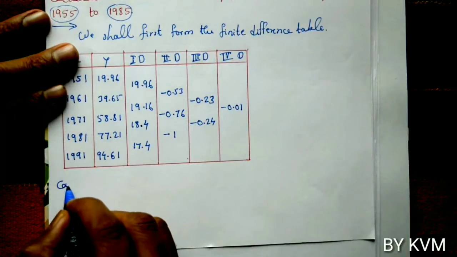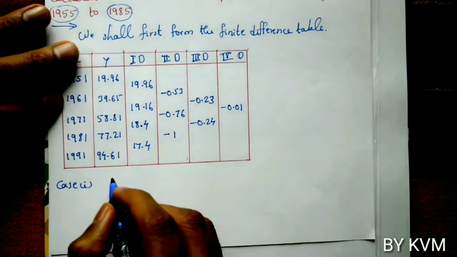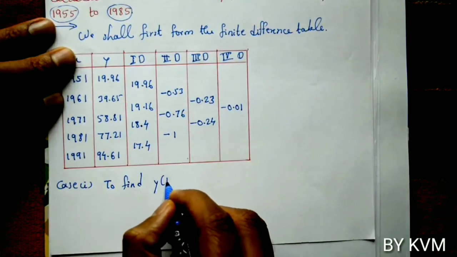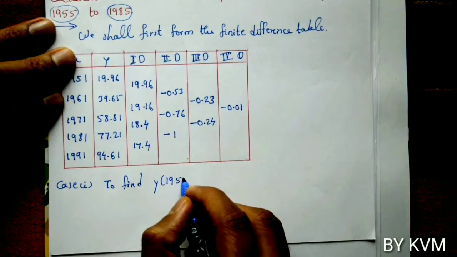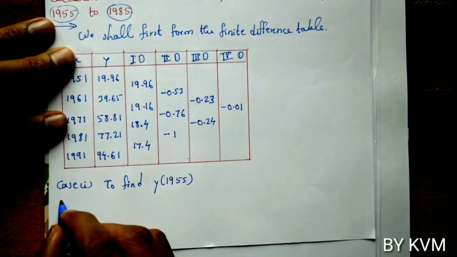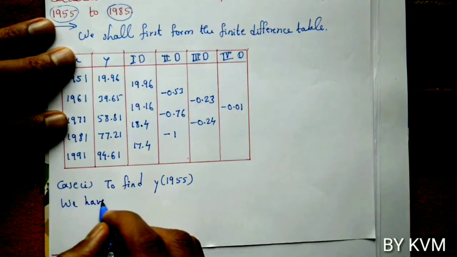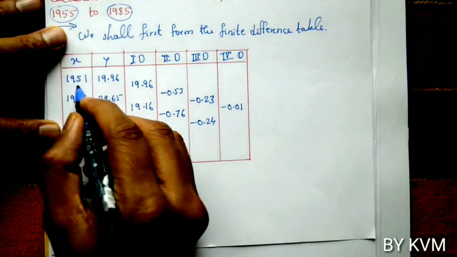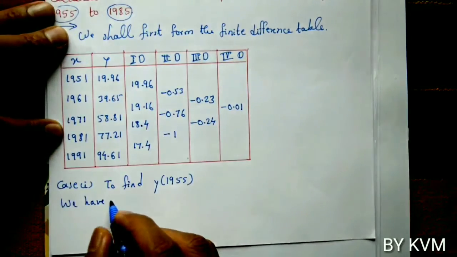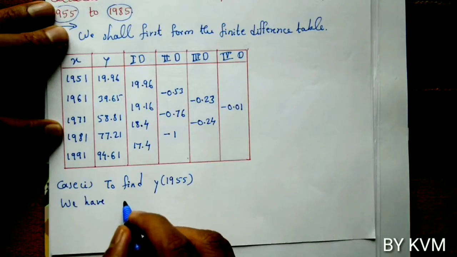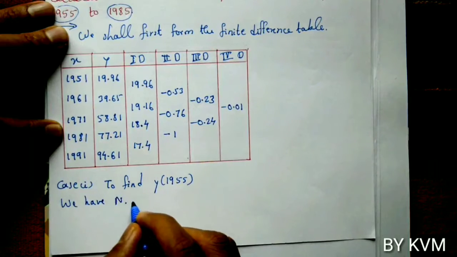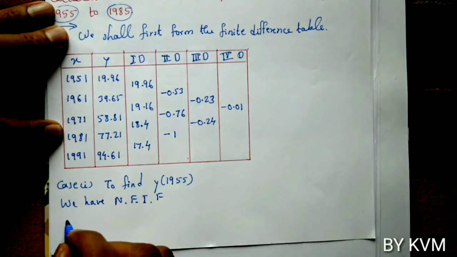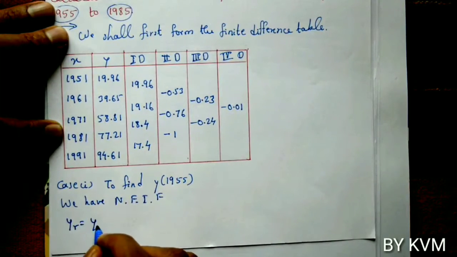use Newton's forward interpolation formula to find y of 1955. So y of 1955 means, y stands for population, x denotes the year. y of 1955 means we are finding the population in the year 1955. 1955 is closer to 1951, so use Newton's forward interpolation formula.